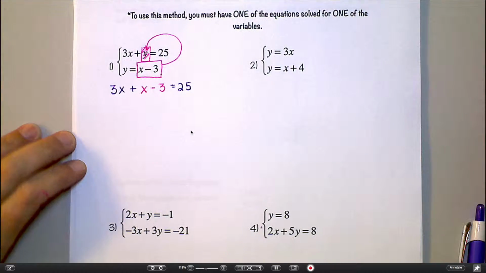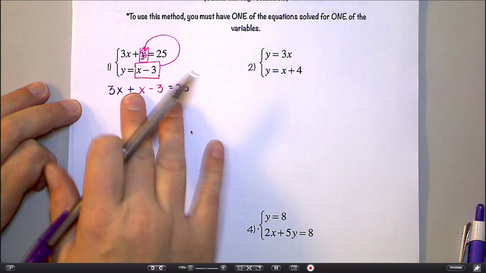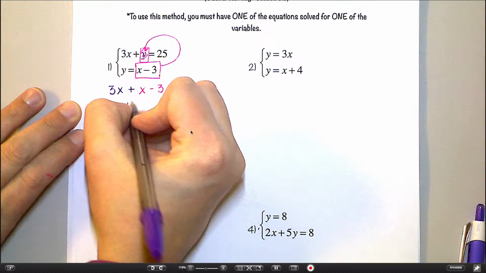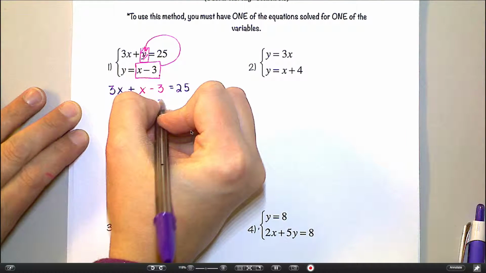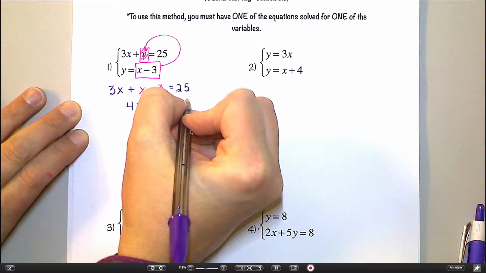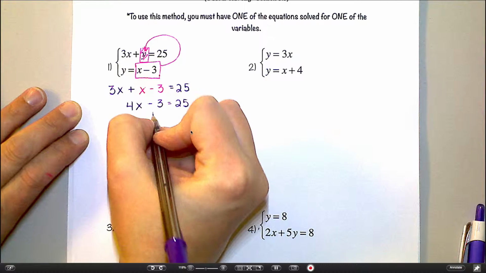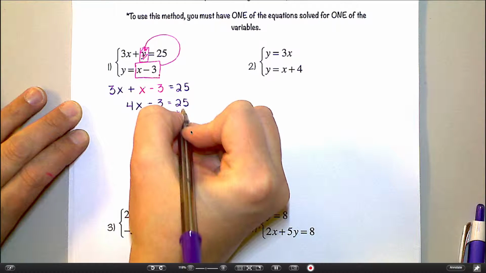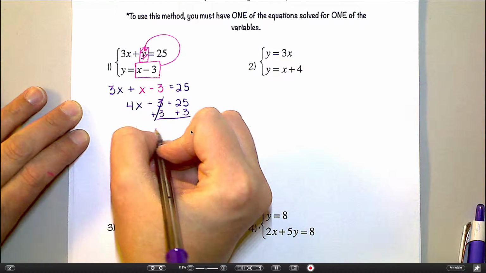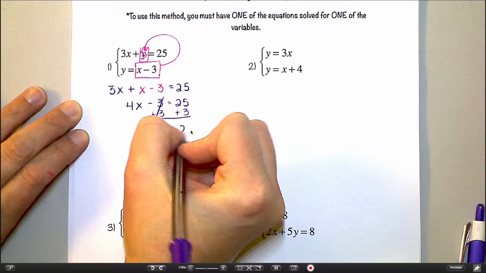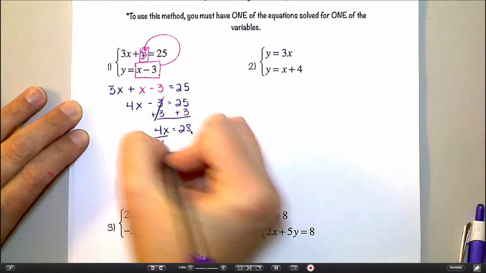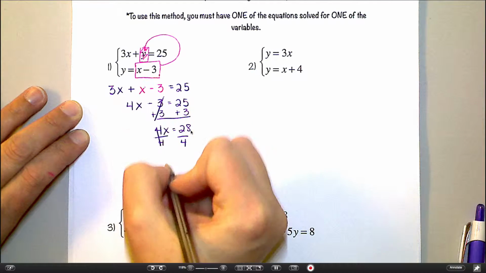So now I'm just going to solve like a regular equation. So 3x plus x is 4x. 4x minus 3 is 25. Add 3 and add 3. 4x equals 28. Divide by 4, divide by 4. x equals 7.